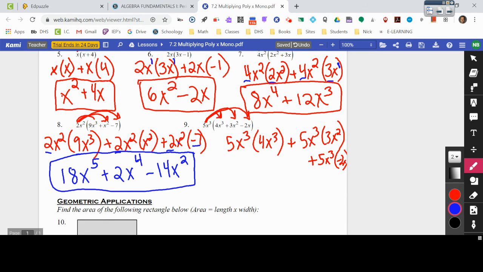All right, so now I'm ready to simplify. I've got 5 times 4, which gives me 20. X to the third times another x to the third, I add up those little exponents, writing x to the 6th power. Now I have a 5 times a 3, which gives me a positive 15, and x to the third times x to the second. I add up my little exponents, and that becomes x to the 5th power. And finally, I have a positive 5 times a negative 2, which gives me a negative 10, and then x to the third times x to the first power gives me x to the 4th power.